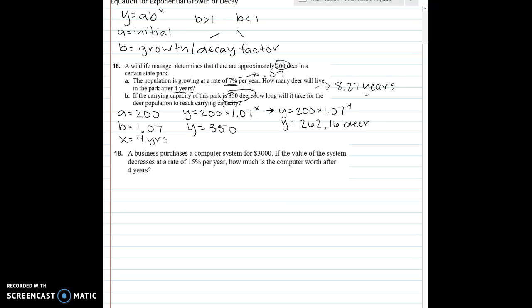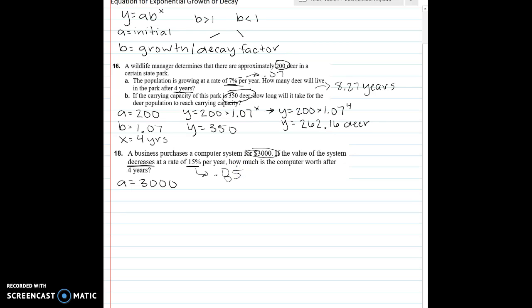So there's an exponential growth problem. In the next problem, I want to show you an exponential decay problem. So a business purchases a computer system for $3,000. Well, that jumps out to me as the initial value of $3,000. And the value of the system is going to decrease at a rate of 15% per year.